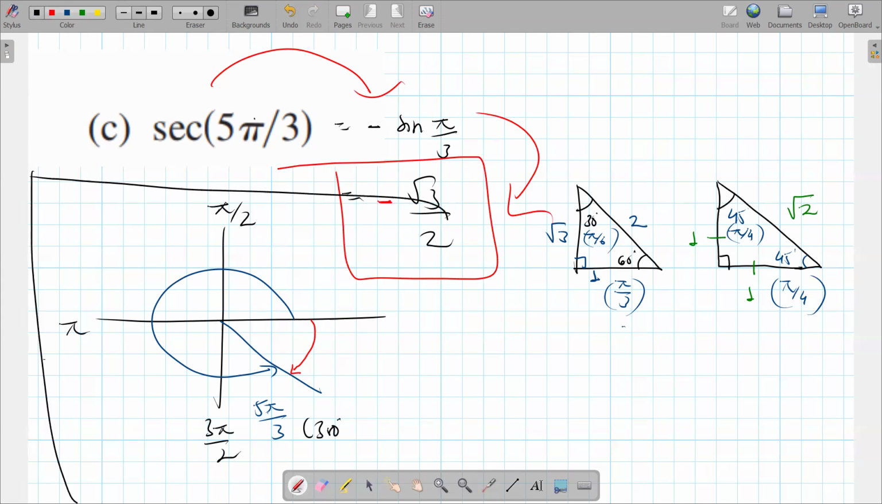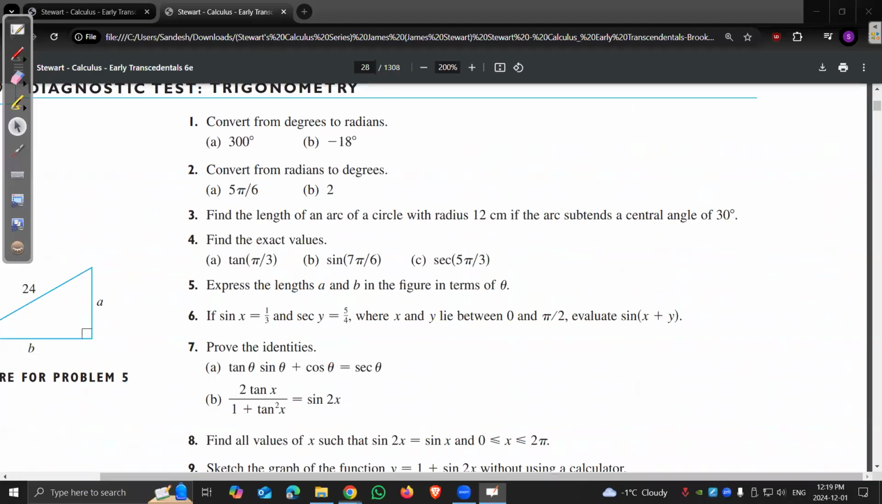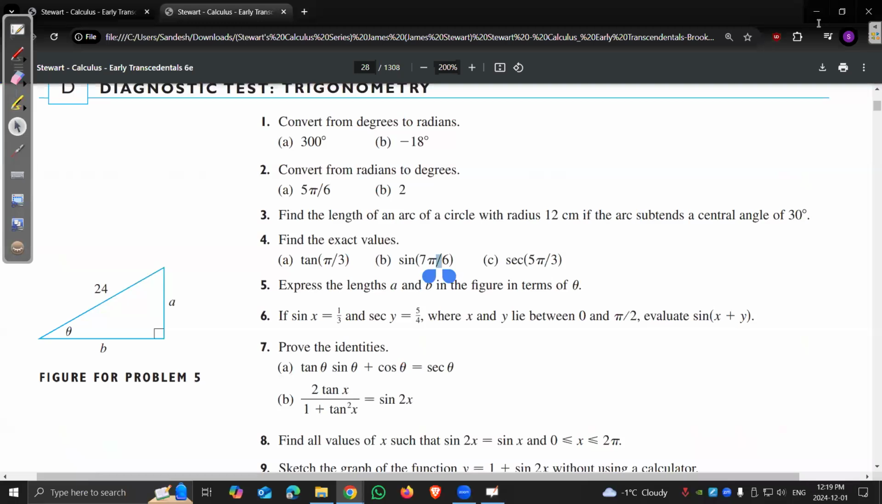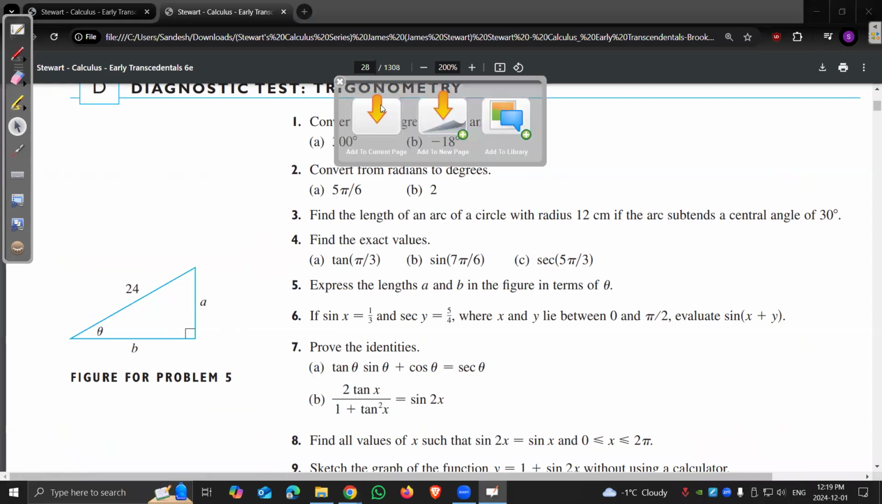Which again, you just think of it in terms of degrees, because radians is a new concept. It's a grade 12 concept, but in grade 12 it's all radians. I don't think you'll see a lot of degrees. Degrees was grade 11. Let's try this next question.